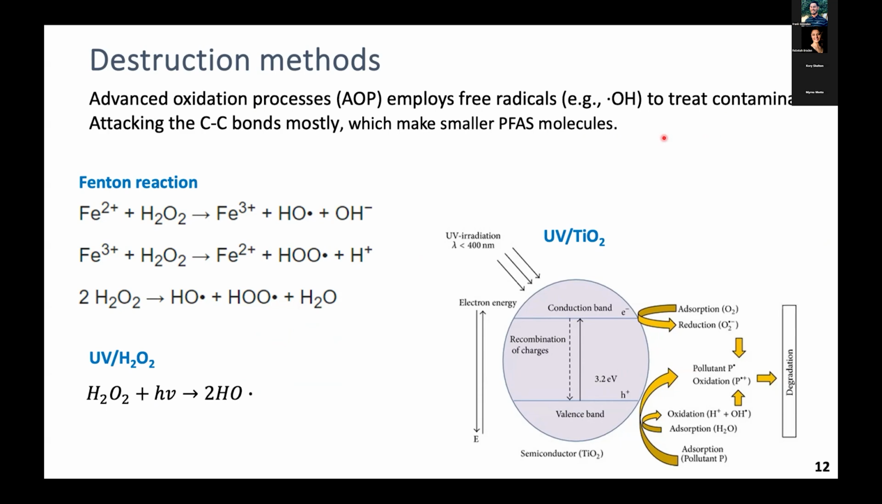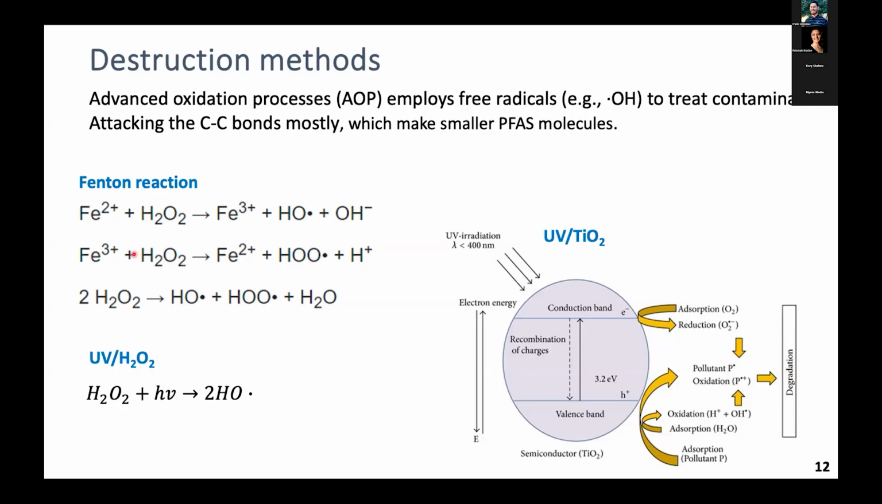Now, if you want to destroy it today, the most commonly used methods to destroy the PFAS molecules are what we call AOPs, advanced oxidation processes. In an advanced oxidation process, you generate free radicals, and I'm showing here the hydroxyl free radical as an example. That hydroxyl free radical is a very strong oxidant and attacks the carbon-carbon bonds, breaks the molecule into smaller pieces. It doesn't defluorinate, but it does break it into smaller pieces.